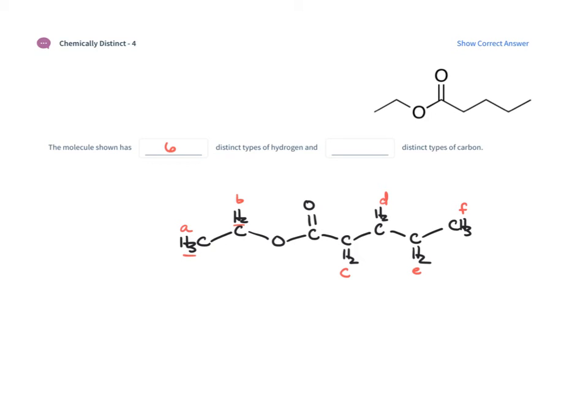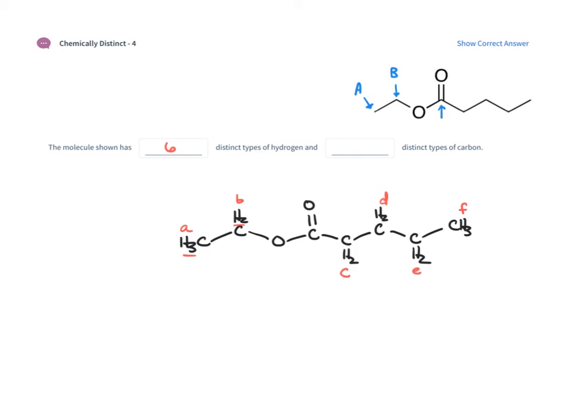Now let's look at the carbons, and we'll just work from our original structure up here. Now you don't care about the hydrogen, but look at the carbons. So we have the CH3 carbon here. I'll make that A. We have a CH2 carbon. That's B. They're both carbons, but they're in different environments. One's closer to the oxygen than the other. Right?